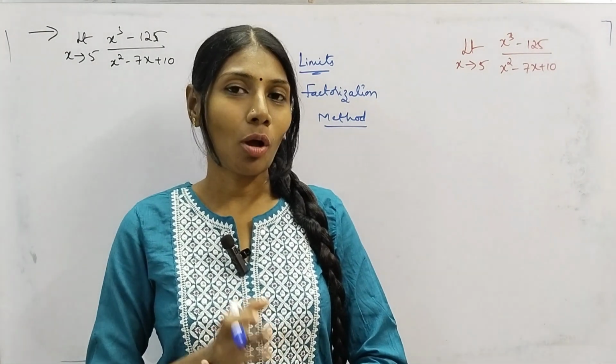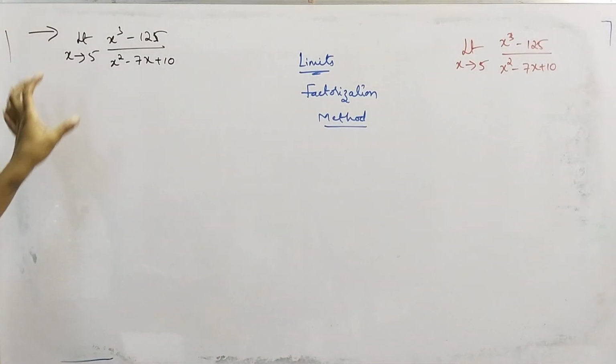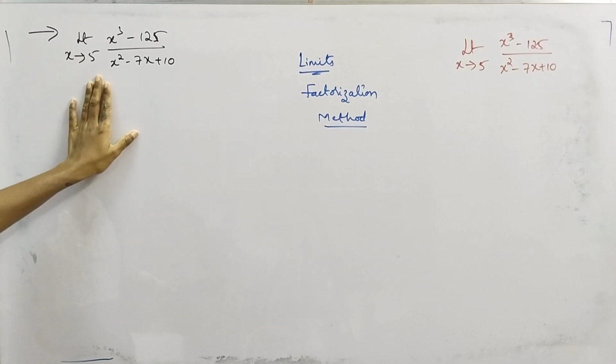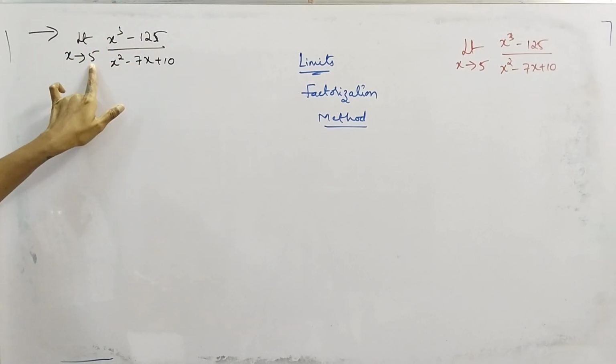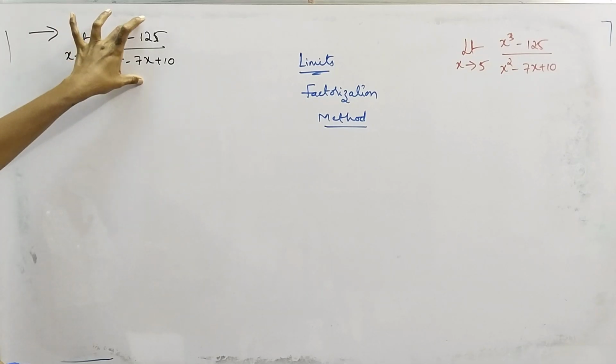In this video, we're going to see a problem from limits. So let's get going. Problem: find the limit of this function as x tends to 5. We are asked to find the limit of this expression as x tends to 5. First we'll check the direct substitution method. We'll put x equal to 5 in this expression.